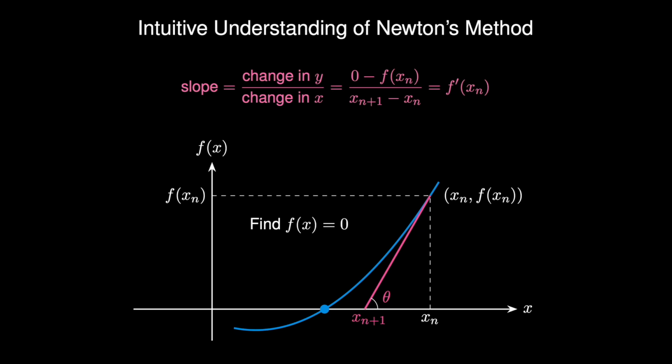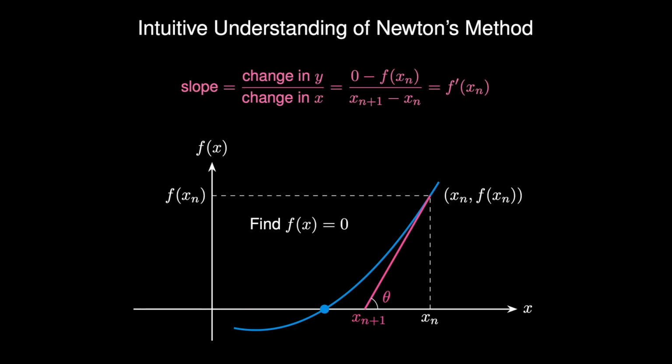Newton's method is one of the most powerful and widely used algorithms in numerical optimization. Let's start with intuition. Suppose we want to find the root of a function, that is, find x where f of x equals 0. At any current point, xn, we draw the tangent line to the curve.